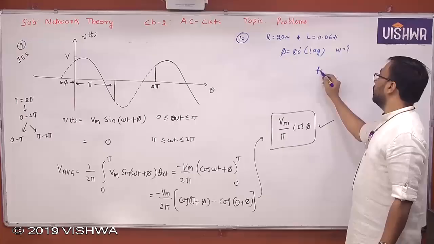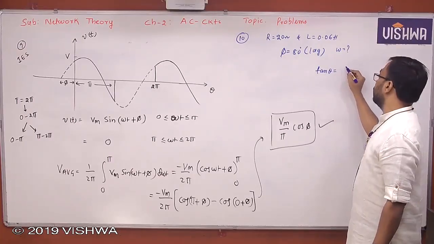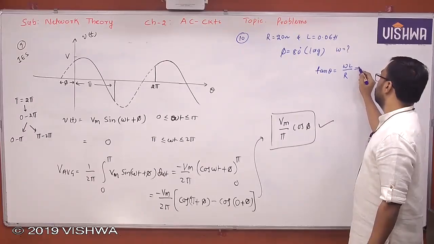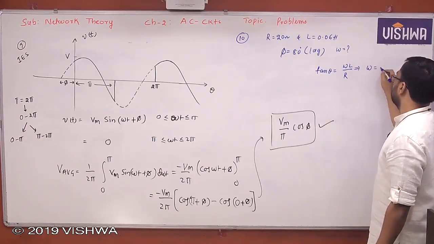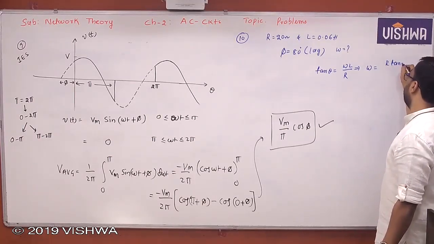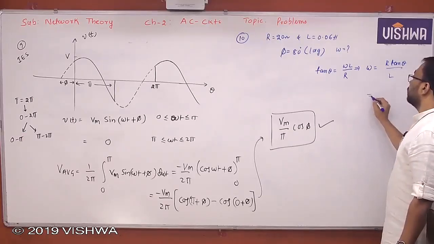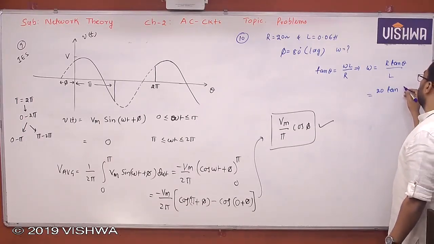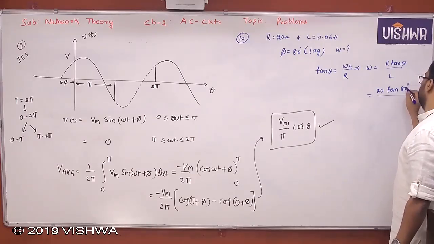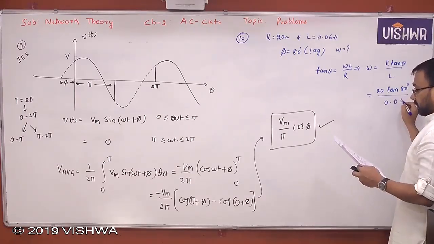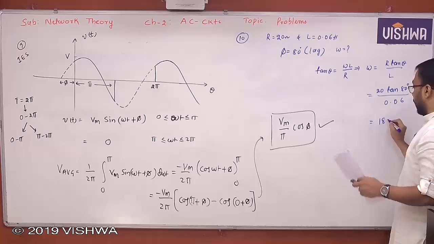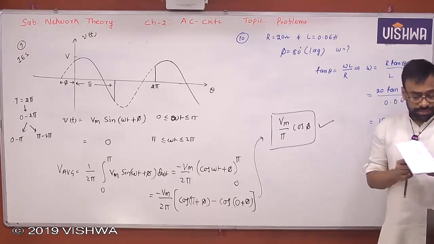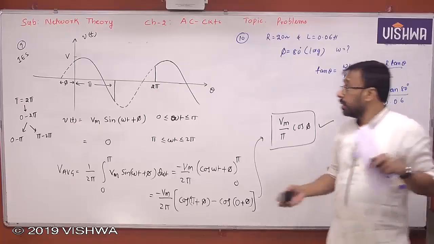So you know that in a series circuit, tan theta is nothing but XL by R, that is omega L by R. He's asking omega, so omega is R tan theta by L. Substitute R value 20, tan 80 degrees, by L value 0.06. You will get 1890 radian per second. A simple problem it is. 11th problem.